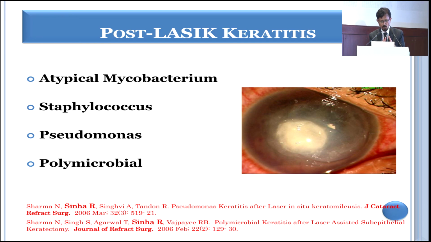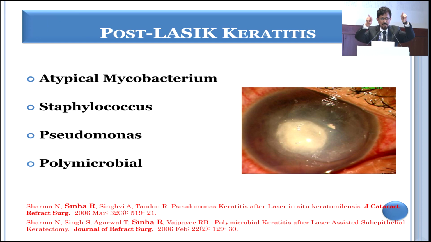Why should we know that these can be the organisms? Because if somebody comes with a post-LASIK keratitis, the first thing that you should think about is that the organism can be atypical mycobacterium, staphylococcus, pseudomonas, or polymicrobial. Now, staphylococcus and pseudomonas can be seen in the earlier phase. Suppose a patient has undergone LASIK and develops a keratitis 4 days later, you won't think of atypical mycobacterium. If it comes 10 days later, you will think of atypical mycobacterium. But if it comes 3 to 4 days later, you will think of staphylococcus.